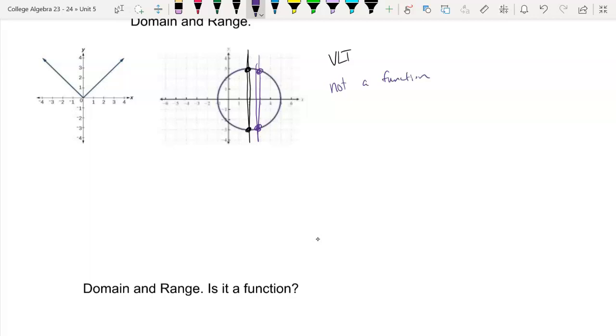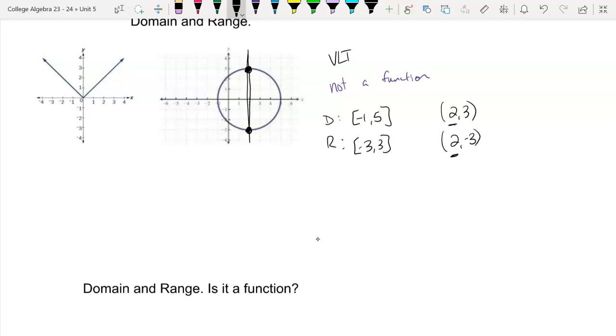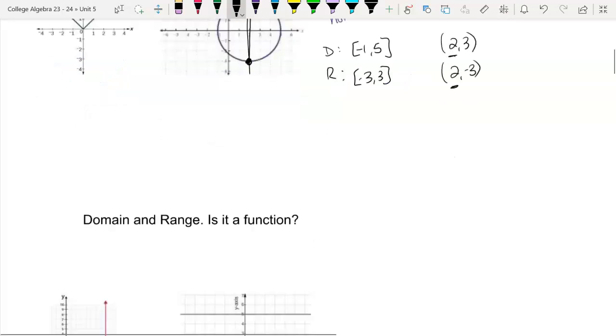You can still find the domain and range, like we did last time. So the domain on this one is still negative 1 to 5, and the range is still negative 3 to 3. Okay? But they're going to ask, give me 2 points that prove it's not a function. Well, 2 points would be these 2 points, because they're on the same vertical line. So (2, 3) proves it's not a function, and (2, negative 3) proves it's not a function, because x can't repeat in order for it to be a function, which is why we do the vertical line test.